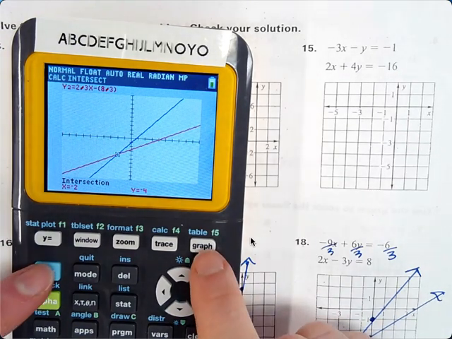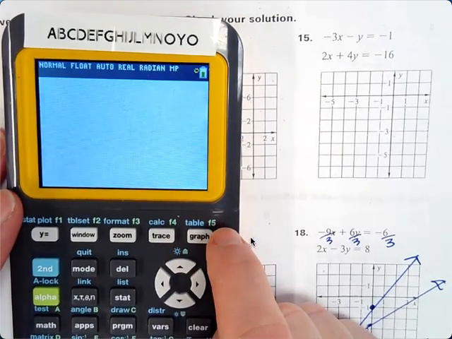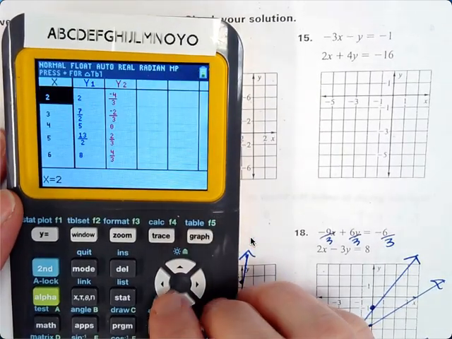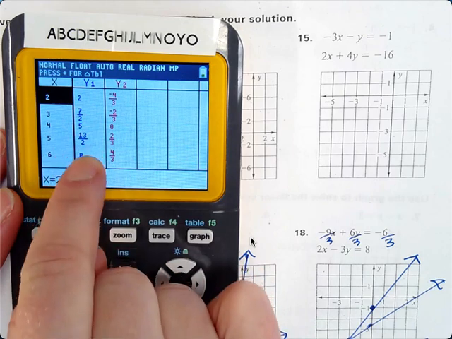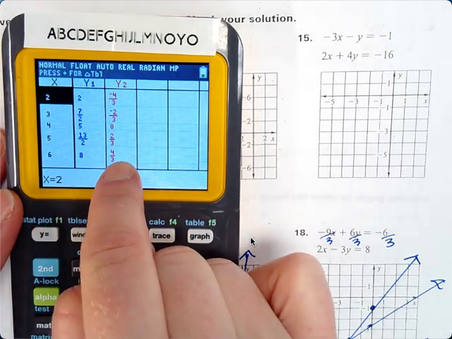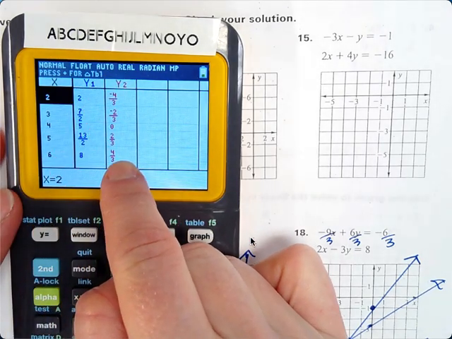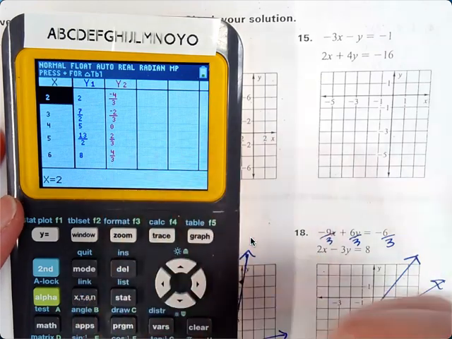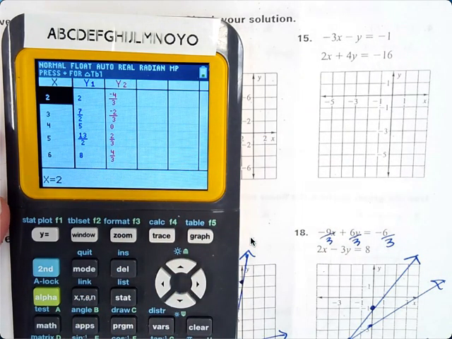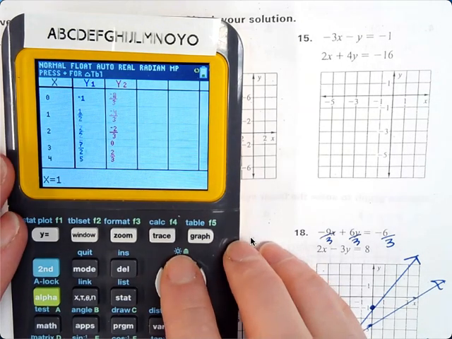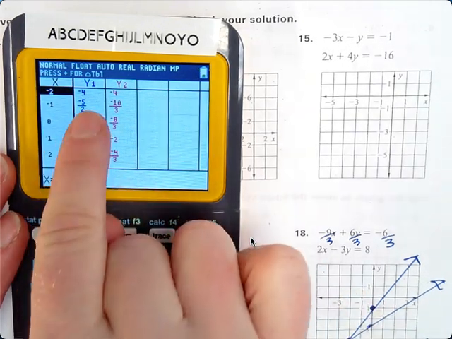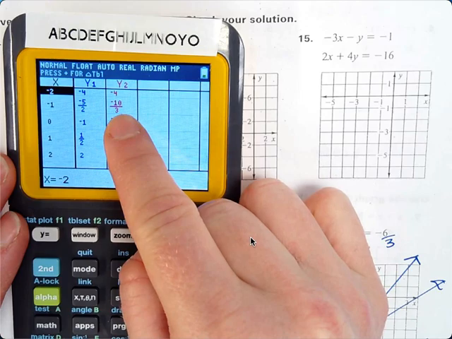I'm going to go to the table, so second graph for the table. And anytime that the y1 and the y2 are the exact same number, that's considered a solution to our system. Because they share that point, so that means they both go through that point, making that an intersection. So we would look for when y1 and y2 are equal.